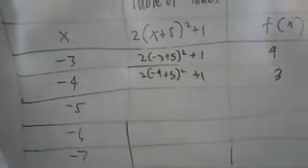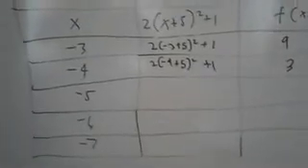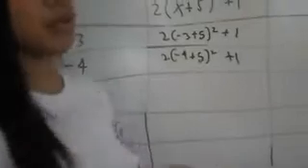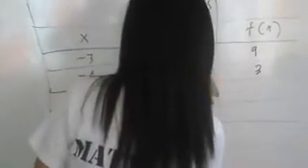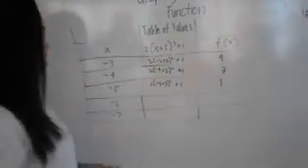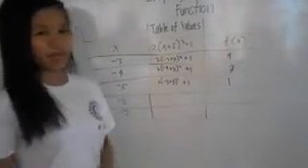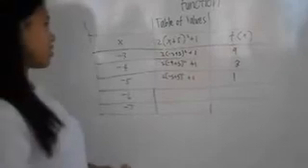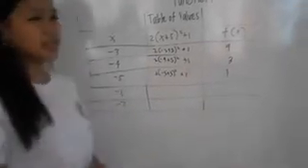If x is negative 5, substitute it for x, then it will become negative 5 plus 5 equals 0. Multiplied by itself, 0 times 2 equals 0, plus 1 equals 1. If x is negative 6, substitute it for x, then it will become negative 6 plus 5 equals negative 1. Multiplied by itself equals 1, times 2 equals 2, plus 1 equals 3.